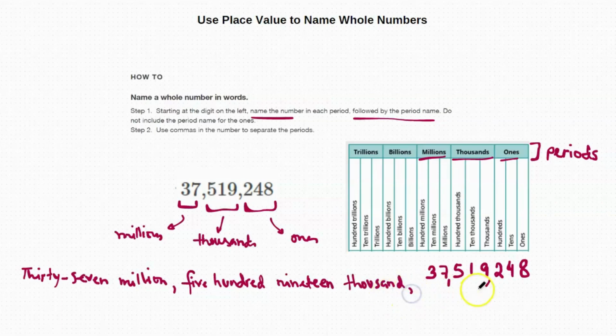Now again we put the comma because after 519 we have the comma, and then we name the last period, which is in the ones. Now we do not include the period name for the ones, so we just write 248. So we can notice that the word and is not used when naming a whole number.